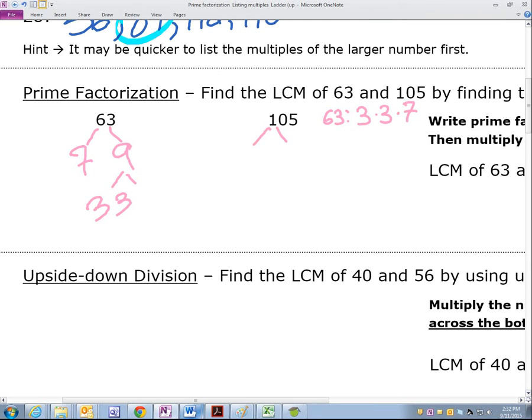Then we have 105, and it's going to be 21 multiplied by 5. And 21 is just going to be 3 times 7. So I have 105. I'll put a line through here so nobody thinks I'm doing the same thing. 105, put them in order, 3, 5, 7. Okay, everything's going well.